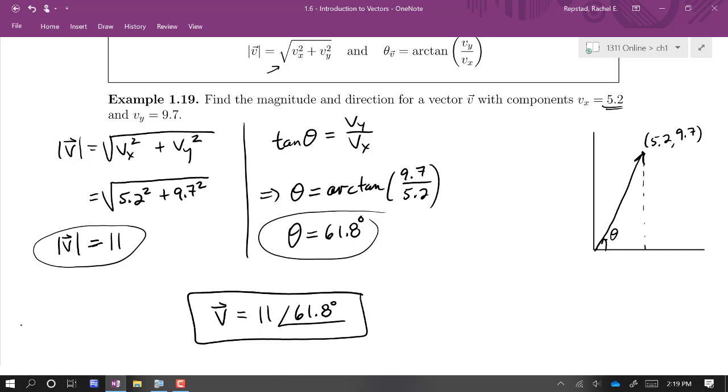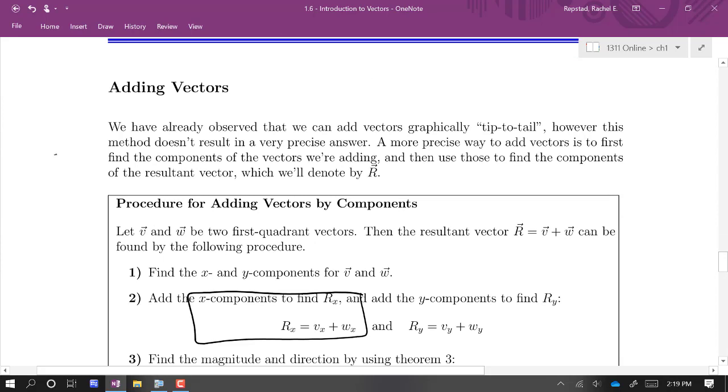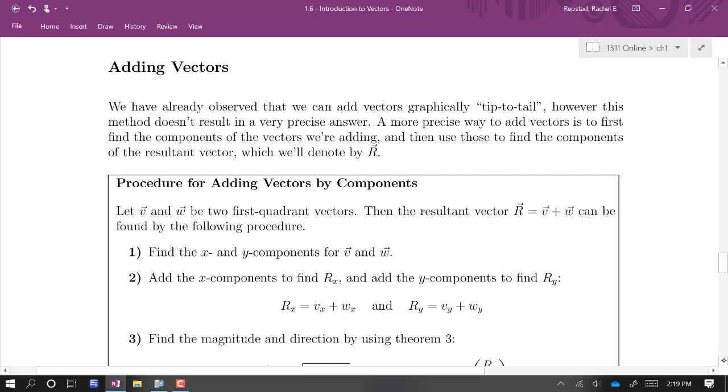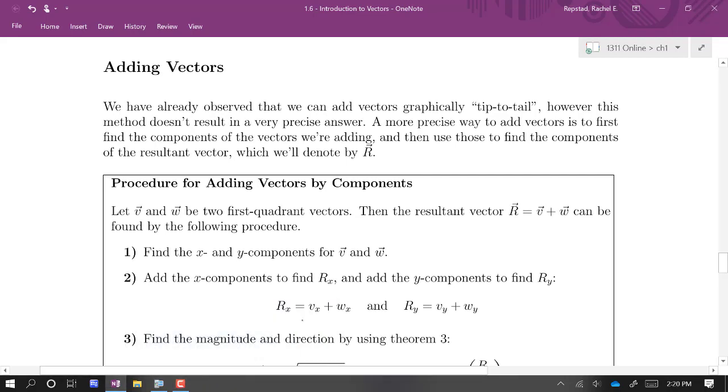Okay, now that we know about components, we know how to find components, we know how to find magnitude and direction if we have components, now we can really talk about how we add vectors, right? How we actually physically add them. So we know that graphically we can add them tip to tail, but if we rely solely on that, then we just have an eyeball approximation. We can kind of eyeball where it's going to end up. It's not very precise. So to get a more precise answer, what we're going to do is follow this procedure.